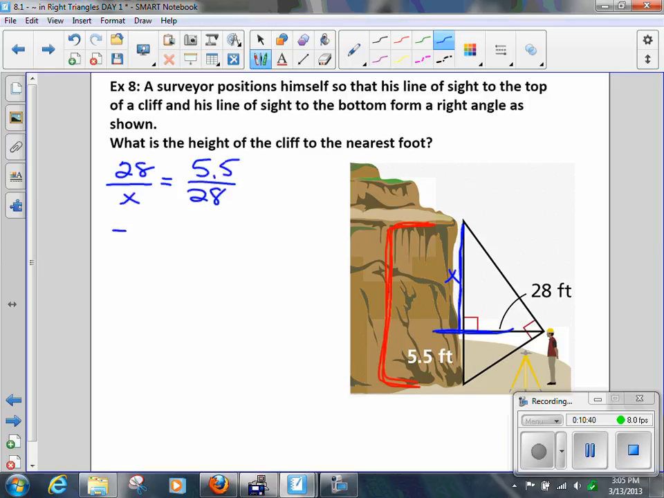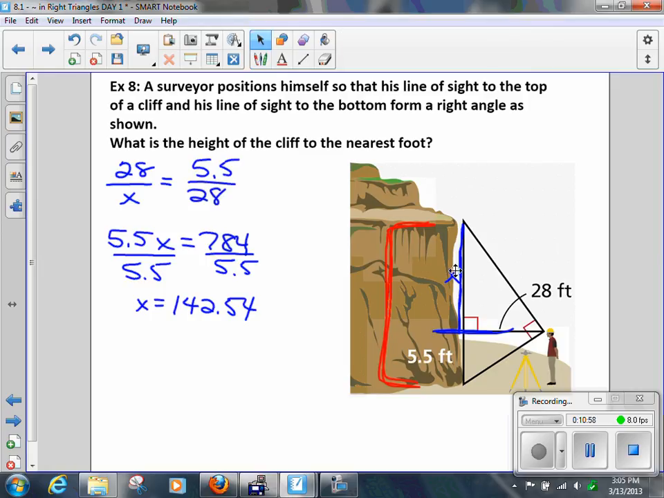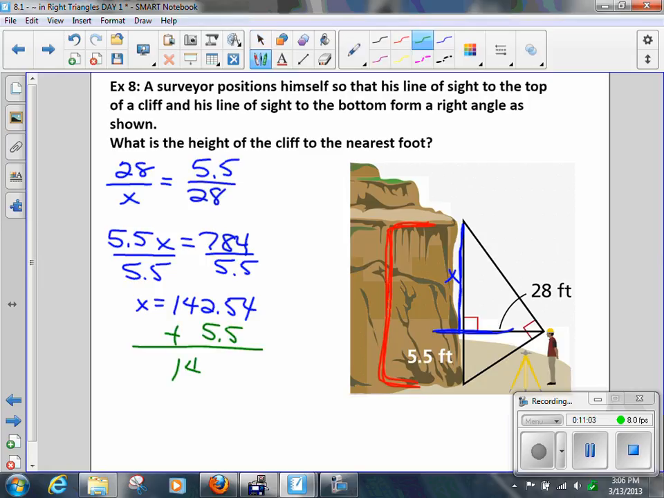5.5. Let's cross multiply. 5.5x is equal to 784 divided by 5.5. Is that what you got? 142.54? Hey, that's my answer, right? No, what do I have to do? I got to add who? 5.5, 148.04. I added.